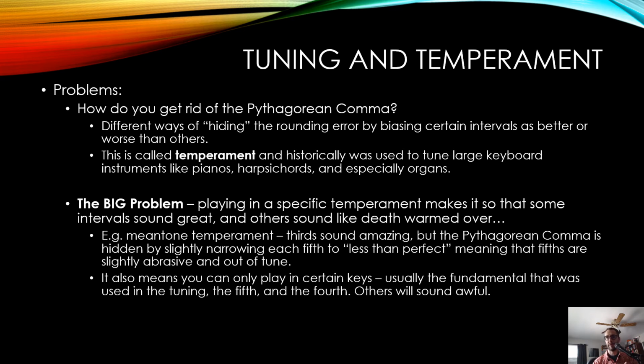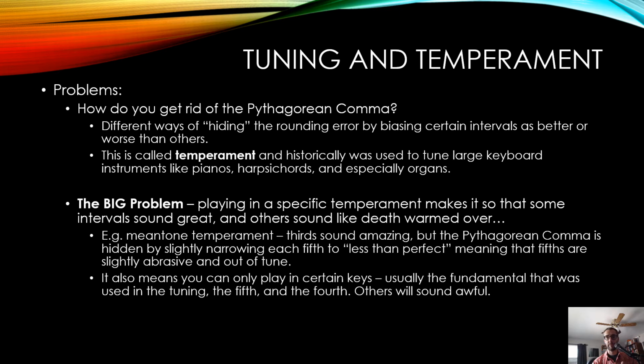But there is a big problem with this. Playing in a specific temperament makes it so that some intervals sound great and others sound horrible. A great example is mean tone temperament. Mean tone temperament, if you're playing in the key that it's set to, the thirds sound amazing. They sound absolutely divine, like angels singing. But your fifths are slightly narrowed. And that means that each fifth is abrasive and slightly out of tune. And as you get away from the initial key, they start becoming more and more so.